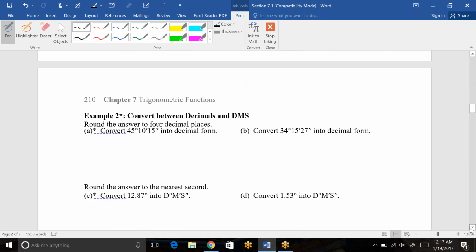To convert between decimals and degrees, minutes, and seconds, round the answer to 4 decimal places. Convert 45 degrees, 10 minutes, and 15 seconds into decimal form. Okay, so we know that 45 degrees is going to be like the whole part. To get our minutes into decimal form, we need to turn it into degrees, and we'll also need to convert our minutes into parts of degrees. So this would be 45 degrees plus, and remember we have our conversions, so I'm going to go back up here and remind you of what they are.